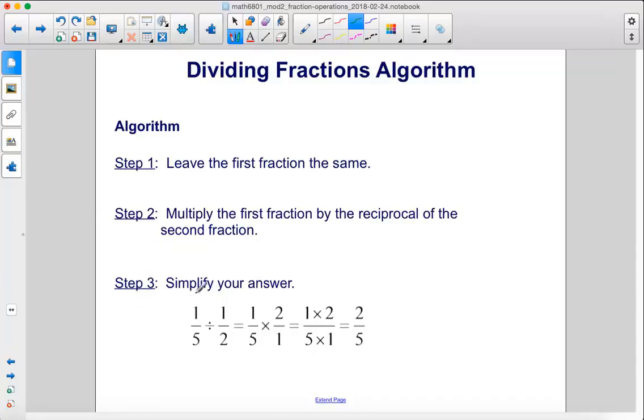Step 3 is simplify. So if we have 1/5 divided by 1/2, we simply change this division sign to a multiplication sign and then multiply by the reciprocal of the second fraction. So instead of dividing by 1/2, you multiply by 2 over 1. Then you just multiply through and simplify. So you have 1 times 2 gives you 2, 5 times 1 gives you 5, so the answer is 2/5.